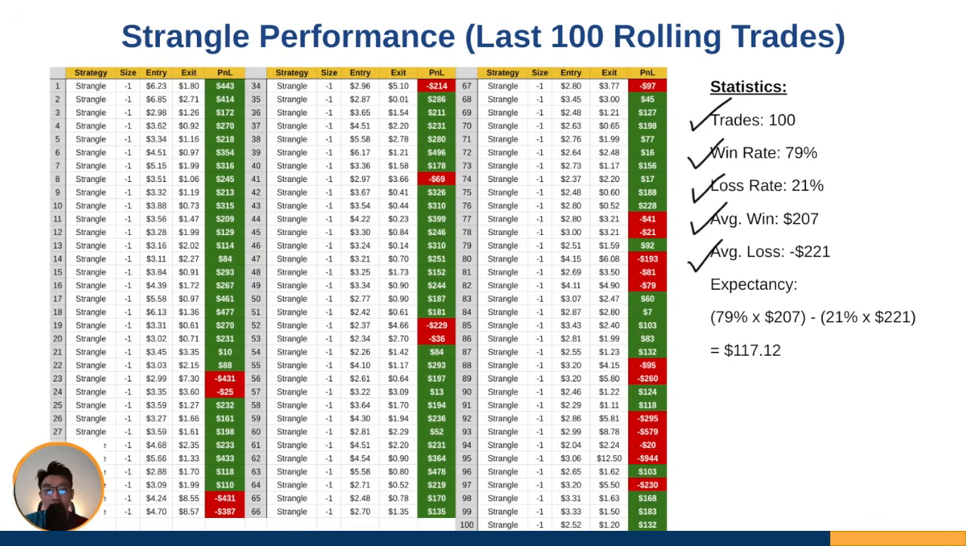And if you're someone that is interested in expectancy, then the expectancy is about $117.12. When you calculate it, the expectancy tells you whether the strategy is profitable or not profitable based on the 100 trades, and this is what we kind of expect as it moves forward. So again, it's very important to put on at least 100 trades.